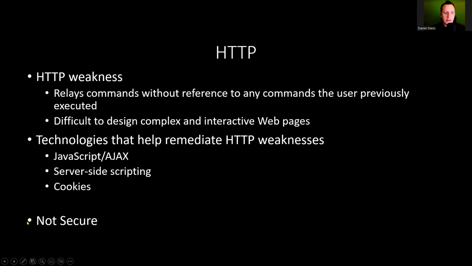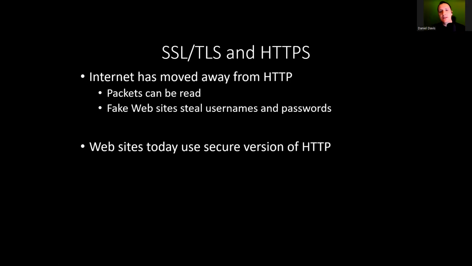One major drawback of HTTP is that it is not secure. So nothing is encrypted, everything is transferred in plain text, so it's easy to use something like Wireshark to capture those packets. SSL, TLS, and HTTPS. The internet has for the most part moved away from HTTP. Again, because it's not secure, everything is transferred in plain text, so it's easy for someone to intercept that communication, pick up your usernames and your passwords, or all kinds of personal information.